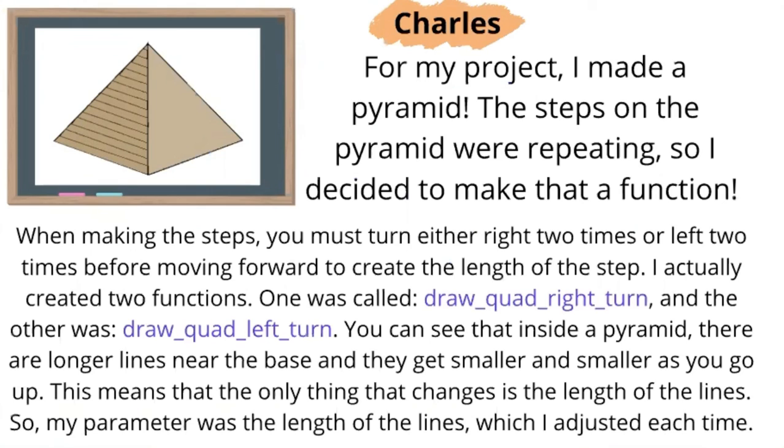I made 2 functions called draw quad right turn and draw quad left turn. On a pyramid, there are longer lines near the base, and they get smaller and smaller as you go up. This means that the only thing that changes is the length of the lines. So my parameter was the length of the lines, which I adjusted each time.